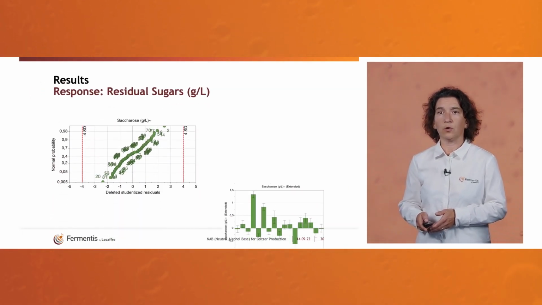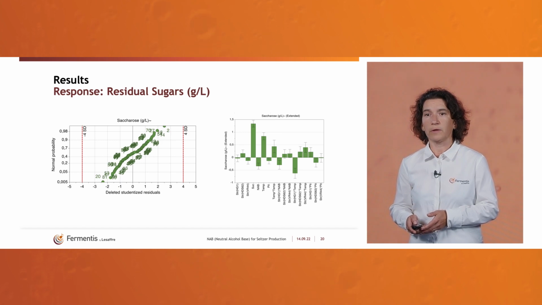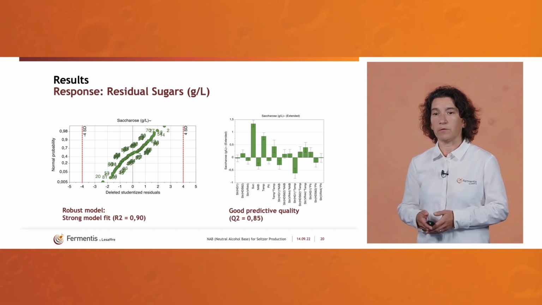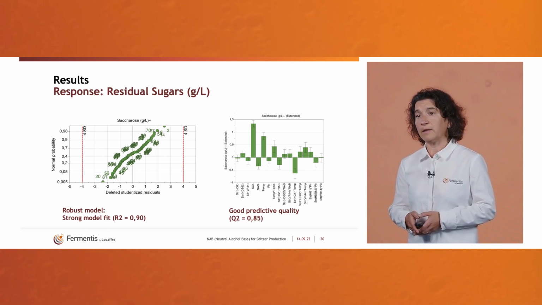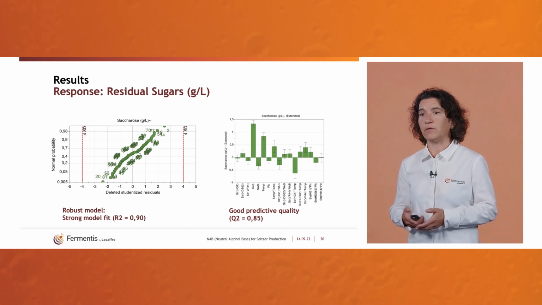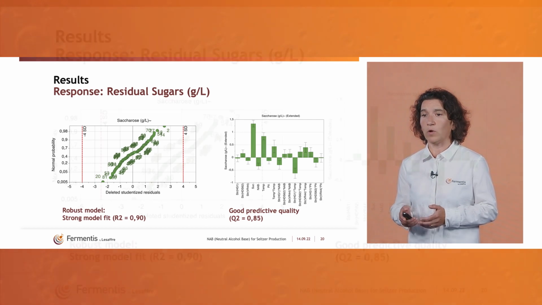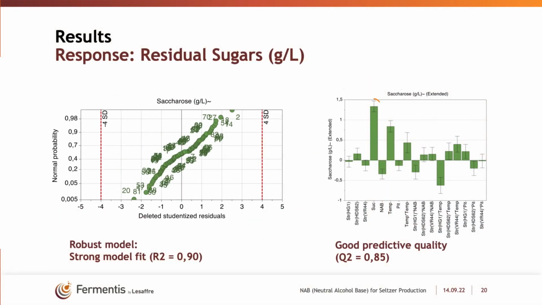Now, if we study another parameter like residual sugar, we can see that the model is quite robust. The R2 is also close to 1, and we have also a good predictive quality of this model. And for this parameter, we can see that when we increase the concentration of sucrose in the medium, the residual sugar is very important. But if we want to decrease the residual sugar, we can see on this graph, we have to increase the quantity of NAB.